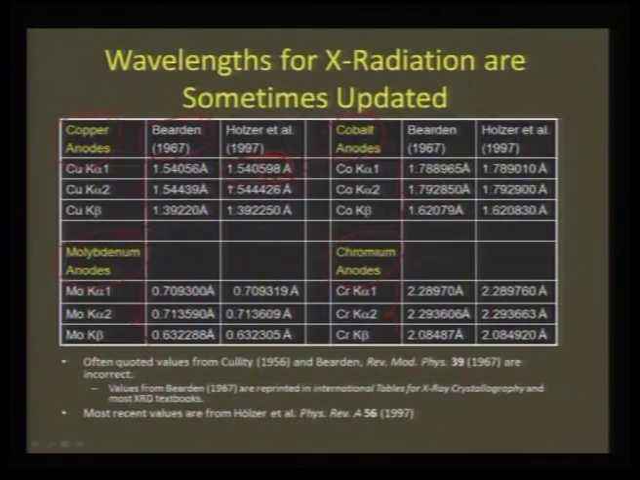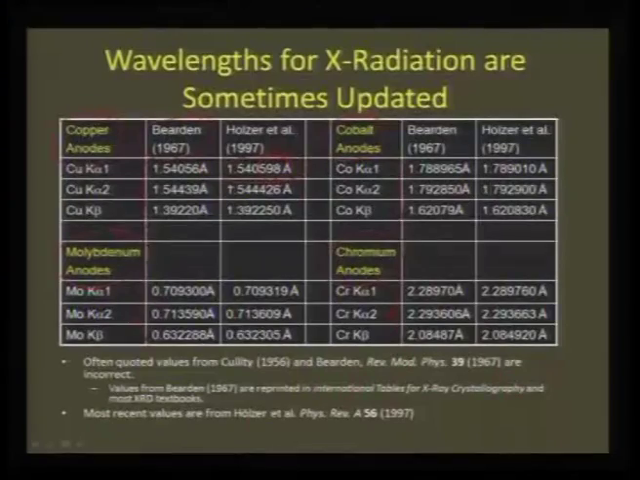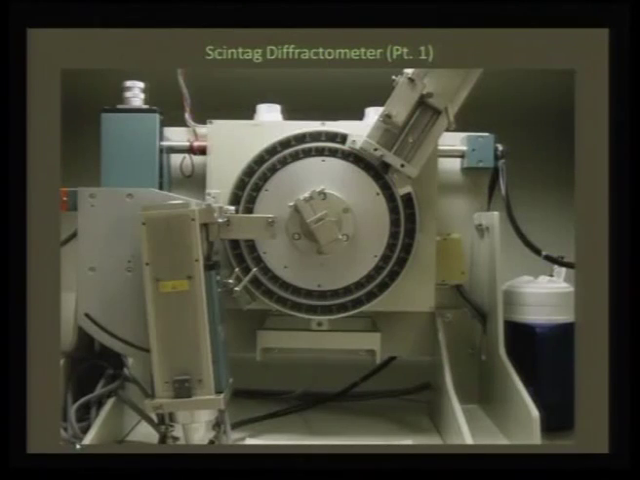So, we need to have in mind that there are different sources which can be used, and I will also tell in one of the slides which anode or which target we need to use, copper or cobalt, depending on the nature of the sample. So, it is not always required that you should use only copper, we can choose other targets.